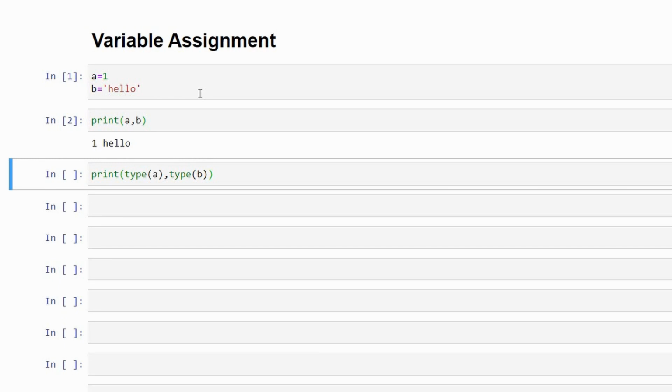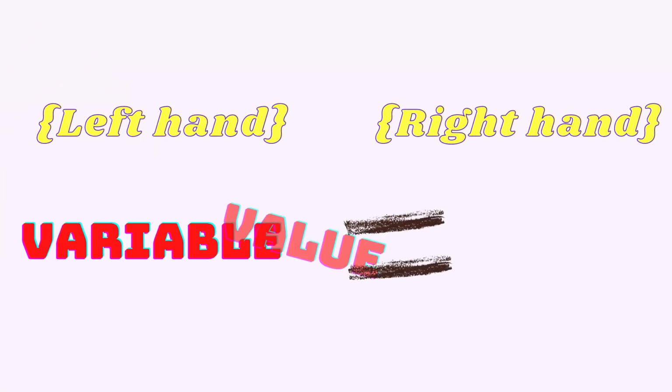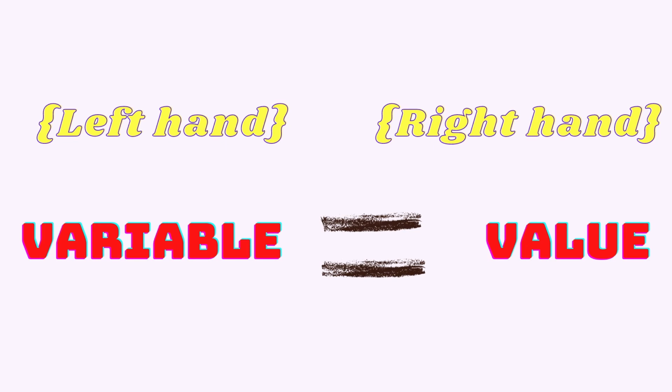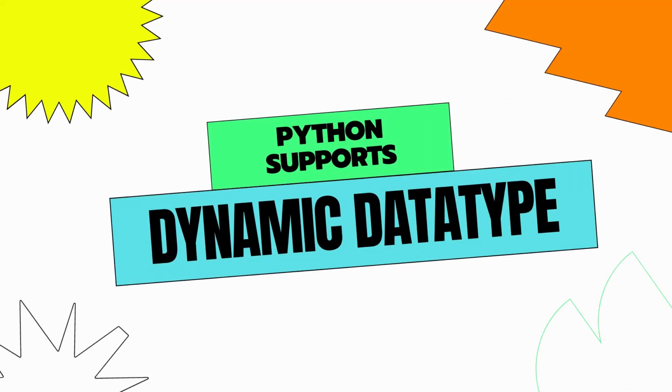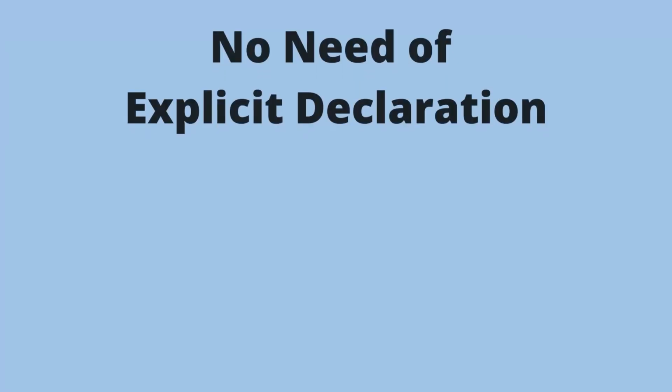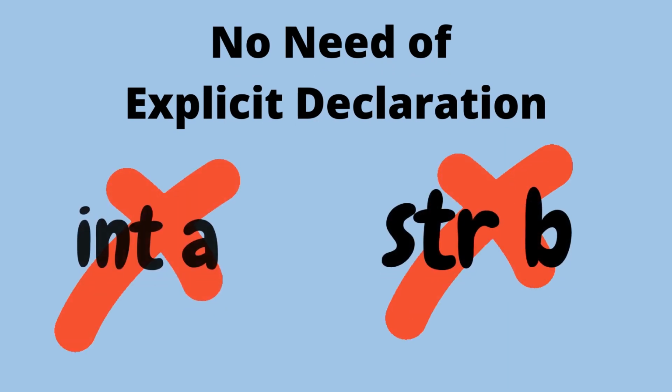This can be confirmed by the type statement, which shows that a is of integer type and b is of string type. The operand to the left of the equal sign is the name of the variable and the operand to the right is the value stored in the variable. Easy peasy, right? Python allows dynamic data types. Now you will ask, what exactly is a dynamic data type? Python variables do not need explicit declaration to reserve memory spaces. The declaration happens automatically when you assign a value to a variable.